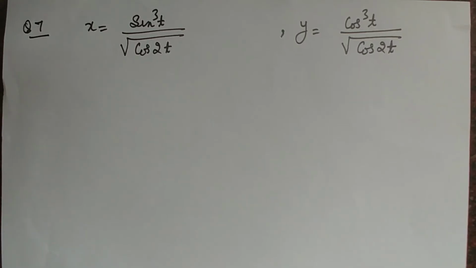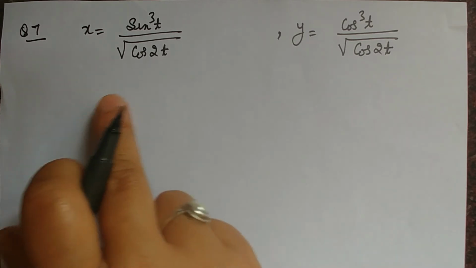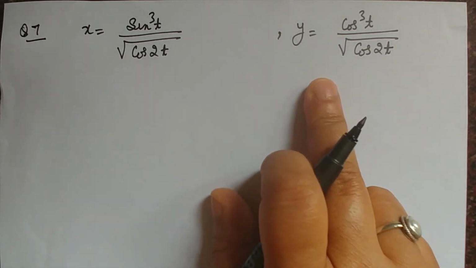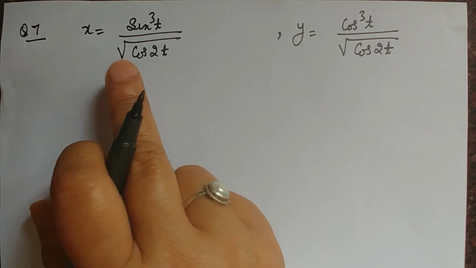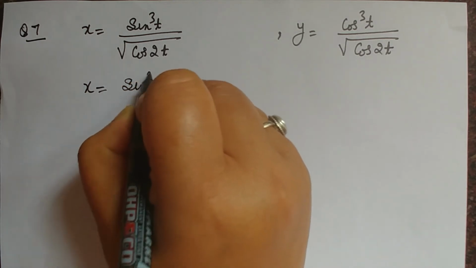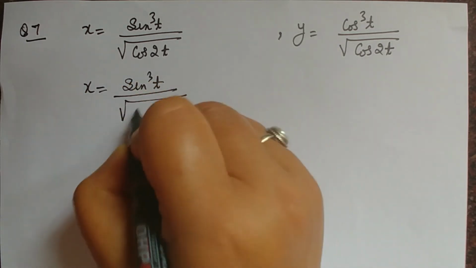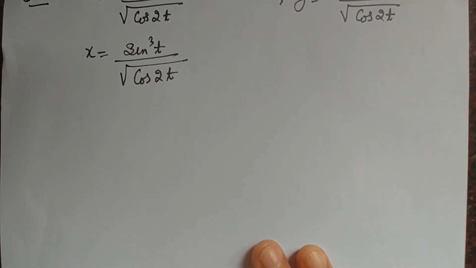Number 7 is a very important question, and let us find how to differentiate y with respect to x. Again, it is to be differentiated using parametric form. As there will be a bit of calculation, I will start with this. x is equal to sin cube t upon under root cos 2t first. Okay, so let us differentiate it.